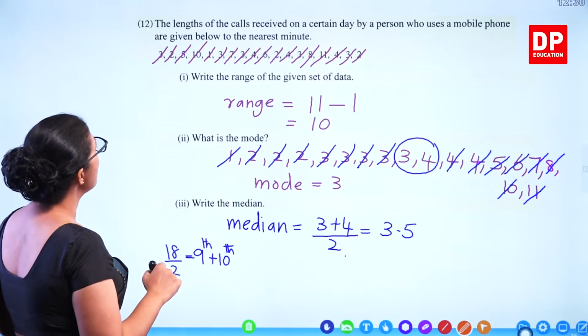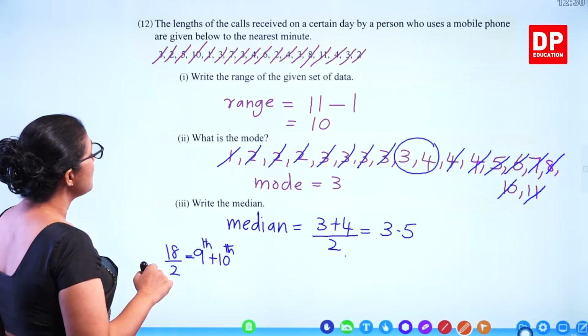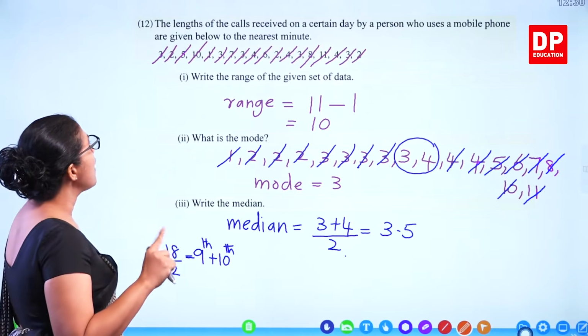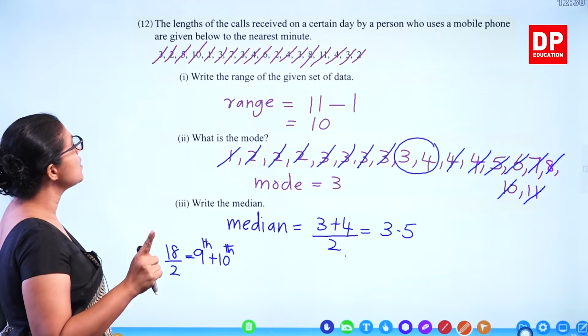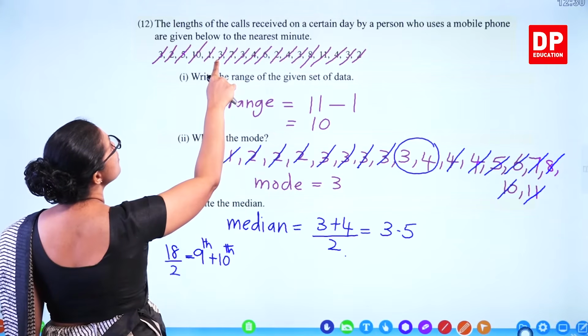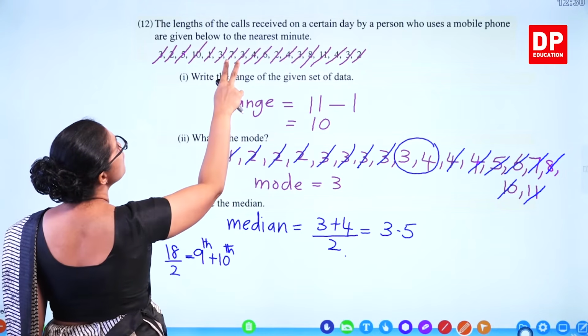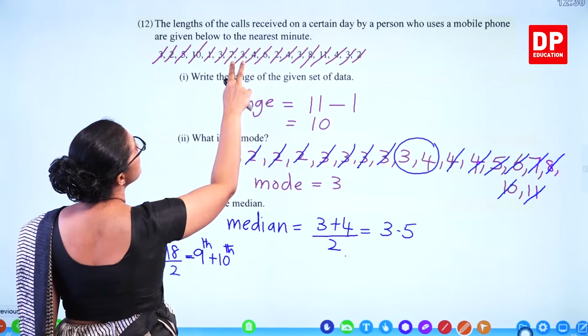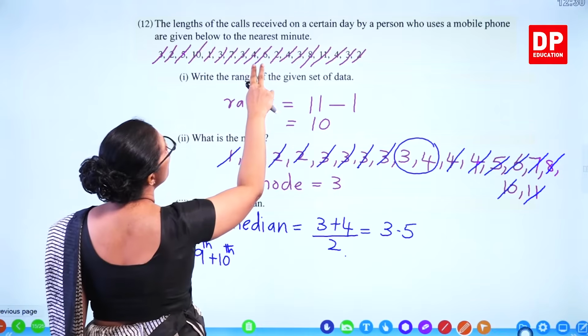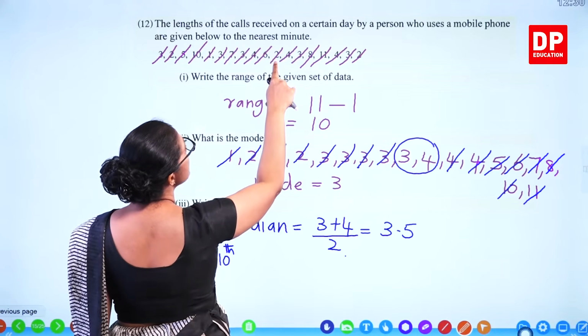So we need to add everything. So shall we add? 3 plus 2, 5. 5 plus 5, 10. 10 and 10, 20. 21. 21 plus 3, 24. 24 plus 10, 34. 34 plus 10, 44. 44 plus 2, 46.